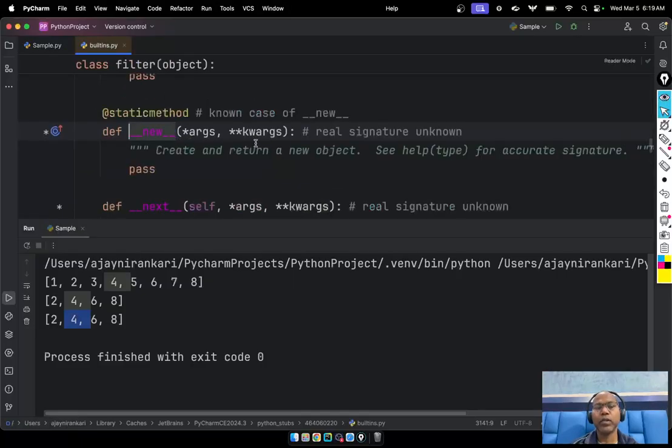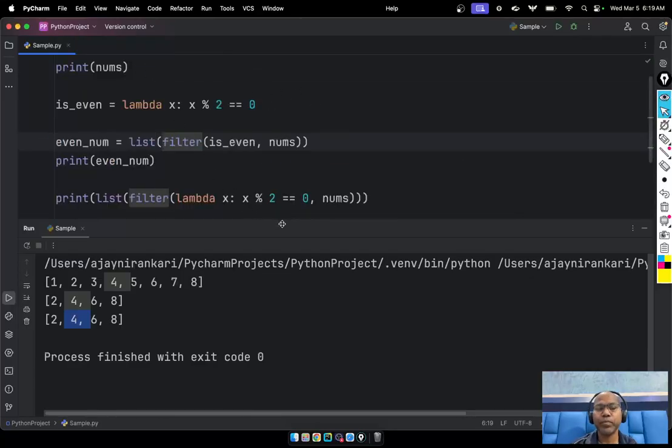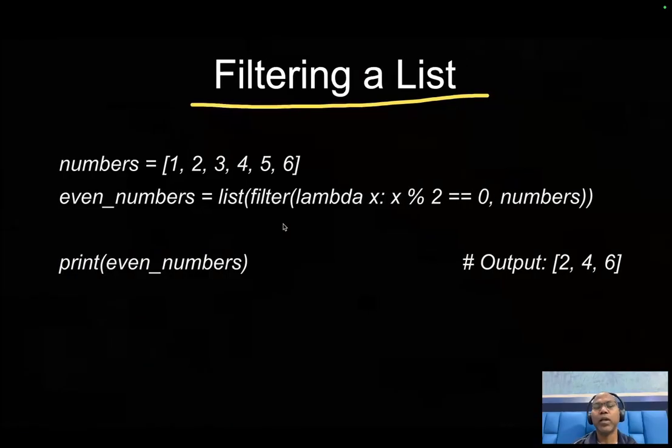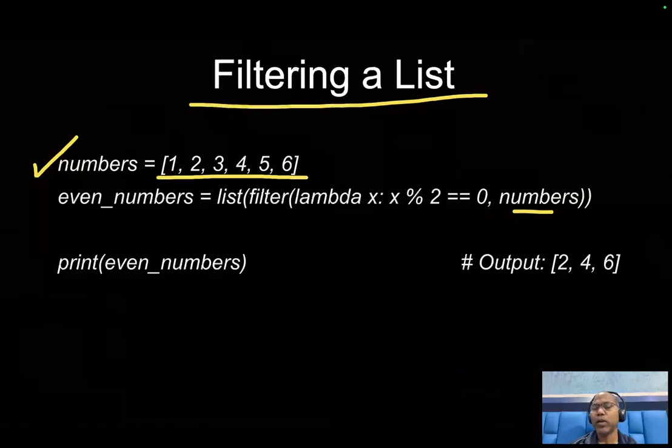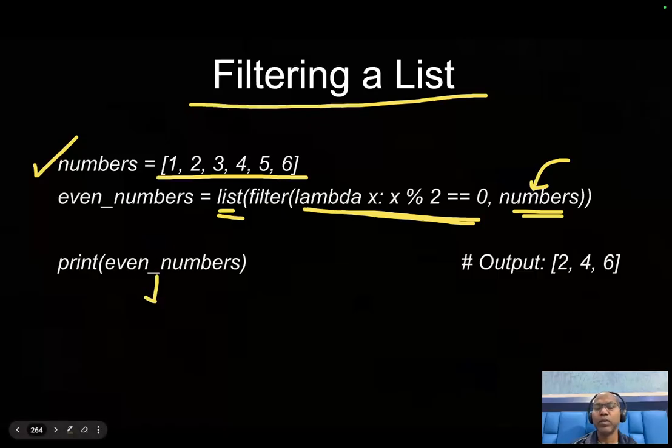If you check here, this lambda function is passed to the built-in function. This is the way you can apply filtering on a list. We have one list and I want to apply the filtering. I have a lambda function, so I say: apply this lambda function on these numbers, and whatever the matched output is, make a list. And you get the even number list.